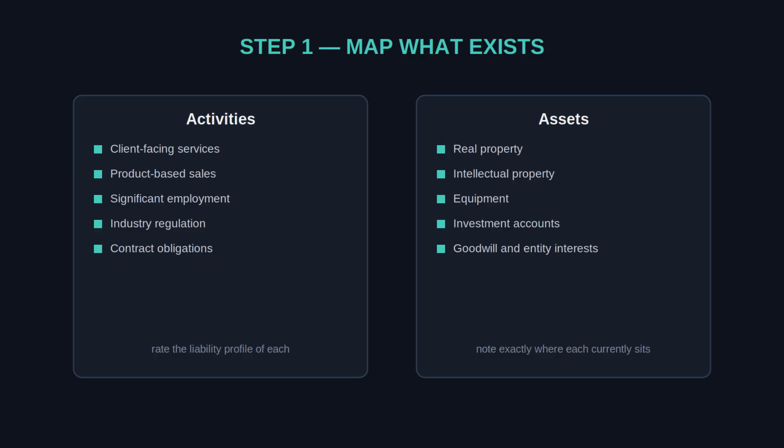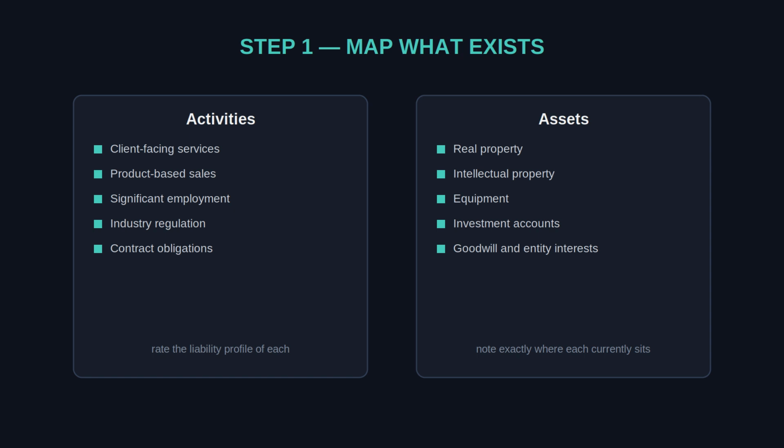Step 1 is deceptively simple: figure out what actually exists. List every distinct business activity you run, and rate its liability profile. Is it client-facing? Product-based? Does it employ a lot of people? Is it regulated? Does it carry big contract obligations? The riskier the activity, the more it needs to be walled off.